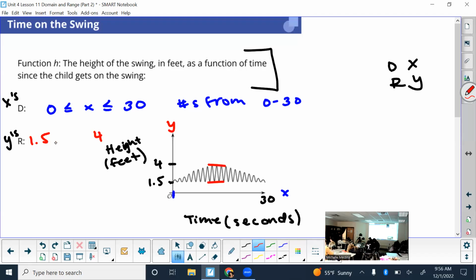And since we're talking about range, guess what letter we're going to use? Y, actually. And then what symbols would I use? Good. Use those because if you set it up like this, with the smaller on the left, bigger on the right, you're basically saying y is everything in between 1.5 and 4. Because can you also have fractions of a foot? So that's why we're going to say it's everything in between. Good, any questions?